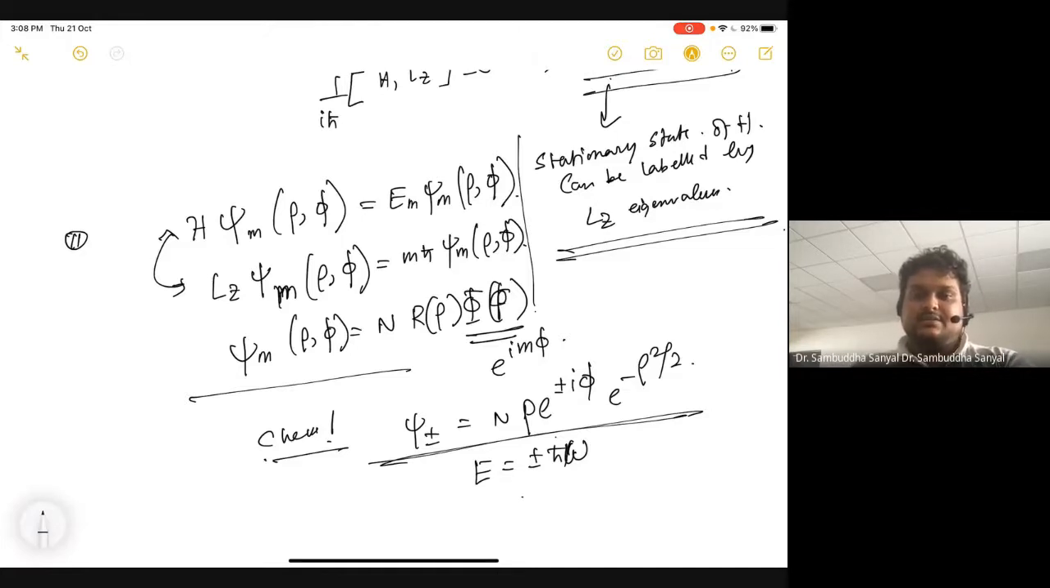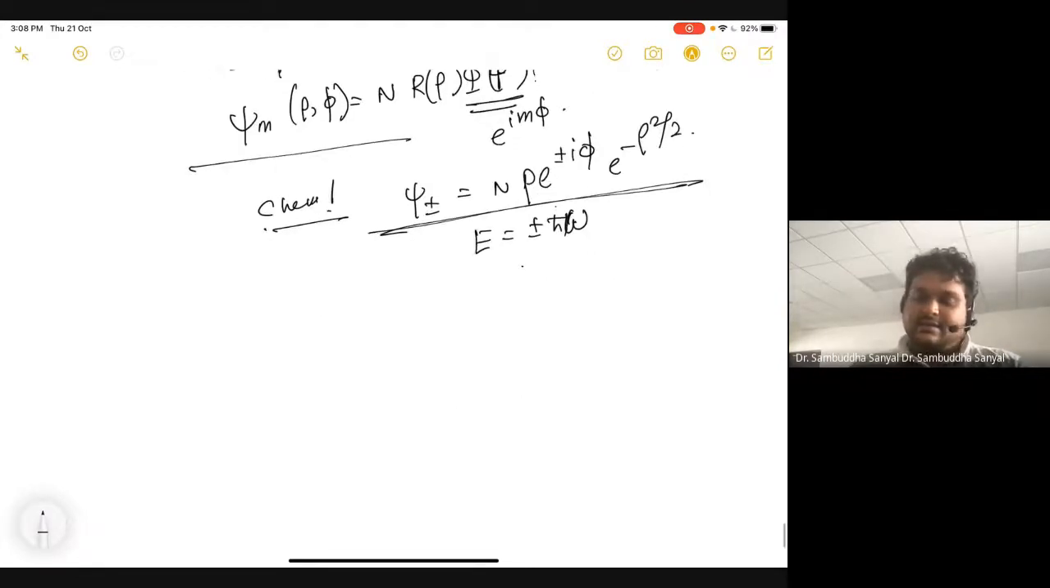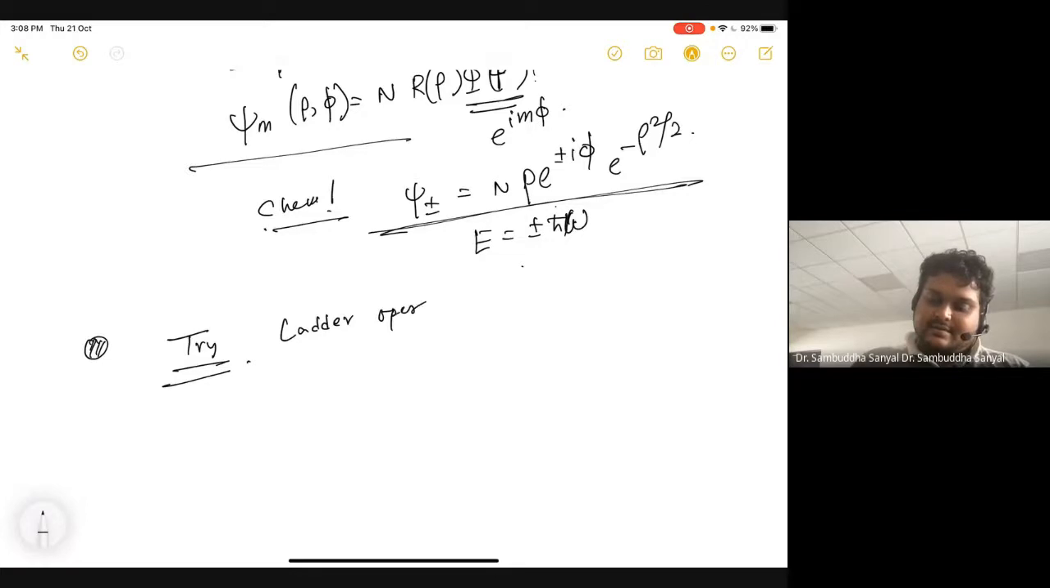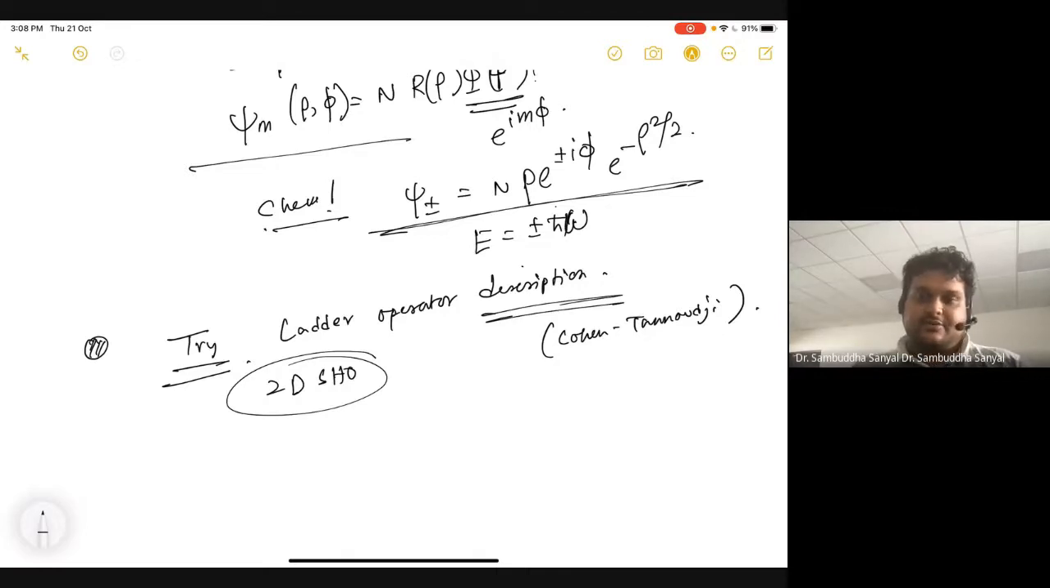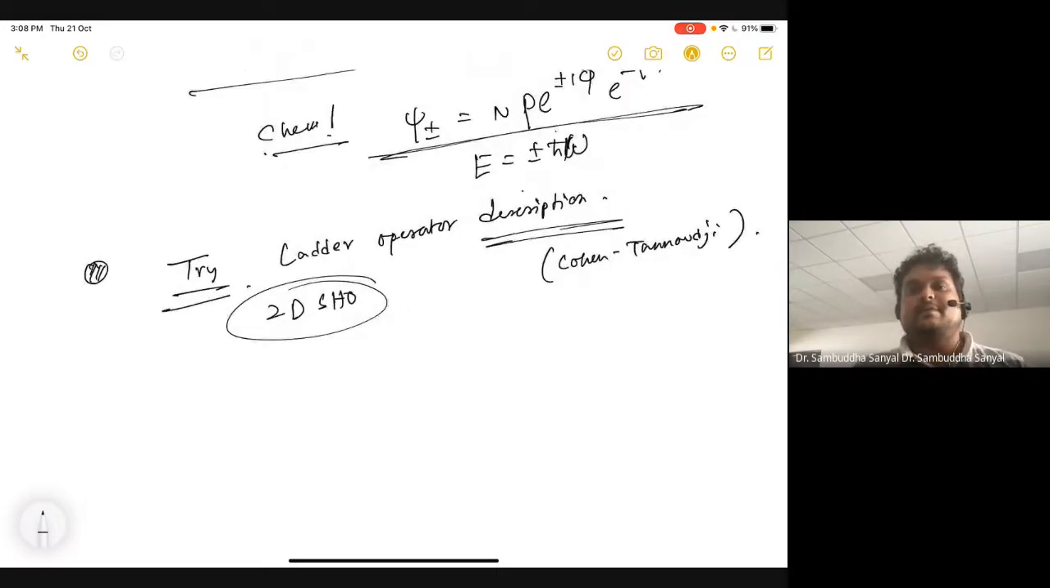Now there is one more thing which I will mention, but I will not do it here. I will do it in the next class, next week, in a broader context. But I want you to try this thing also. Try to do a ladder operator description of that, and you will find the same thing. This example is worked out in Cohen-Tannoudji for the 2D SHO. I will do that in detail for the hydrogen atom problem. That's why I'm not doing this one, because that is also a radial coordinate problem except in 3D. So if you do it in 2D, you will see the following.